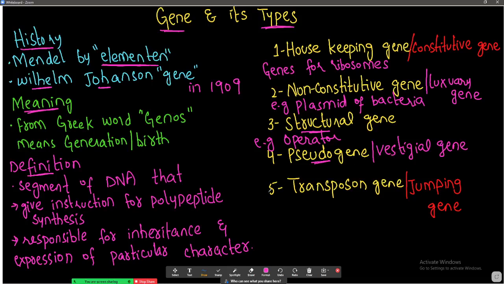The fifth type of gene is transposon genes or jumping genes. So as the name indicates, they are jumping genes. We define transposon genes like this: those genes which change their position within the genome, and they are repetitive DNA sequences that have the capability to move from one location to another location in the genome, and they are also called mobile elements.